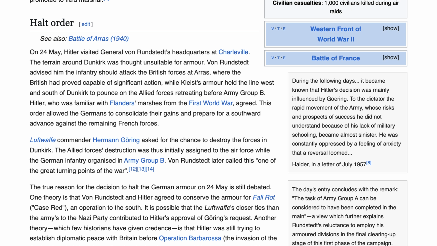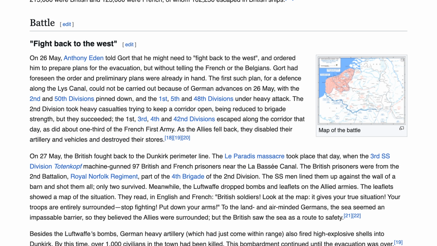The true reason for the decision to halt the German armor on the 24th of May is still debated. One theory is that von Rundstedt and Hitler agreed to conserve the armor for Fall Rot, Case Red, an operation to the south. It is possible that the Luftwaffe's closer ties than the armies to the Nazi Party contributed to Hitler's approval of Göring's request. Another theory, which few historians have given credence, is that Hitler was still trying to establish diplomatic peace with Britain before Operation Barbarossa, the invasion of the Soviet Union.